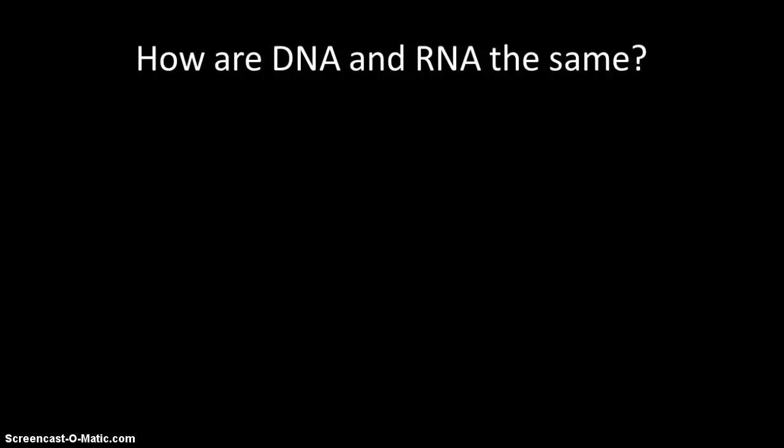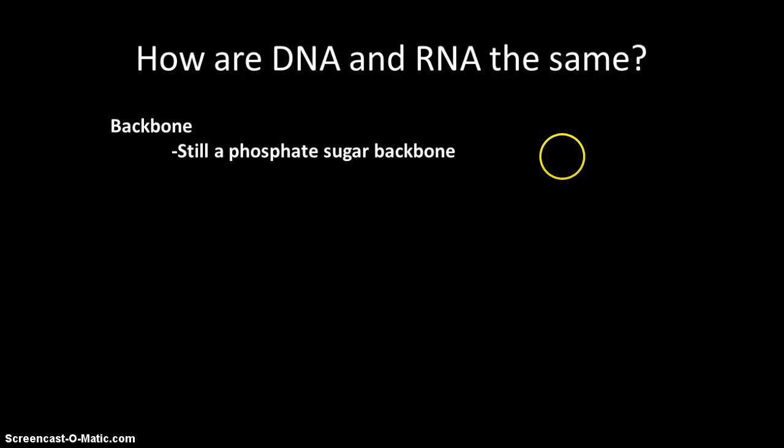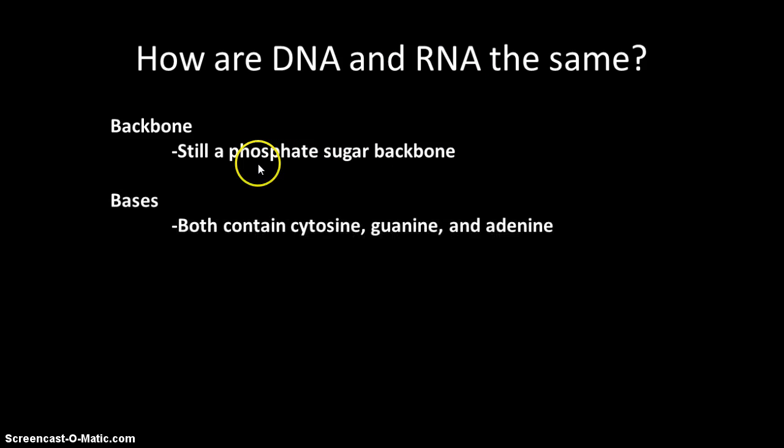How are DNA and RNA the same? First, they have the same backbone. Okay, it's still a phosphate sugar backbone. They might have different sugars, but it still alternates between a sugar and a phosphate. Bases, they both contain cytosine, guanine, and adenine, and C still pairs with G. All of that is going to be the same no matter which of the 2 nucleic acids you're using.